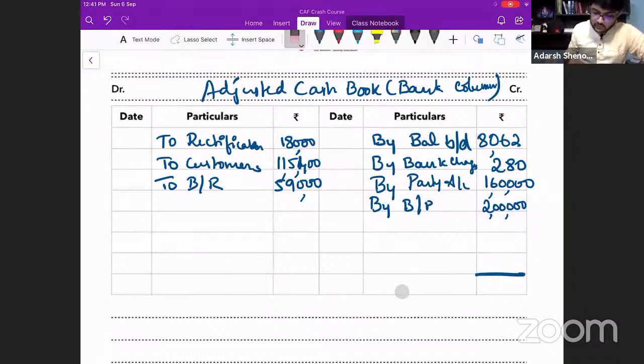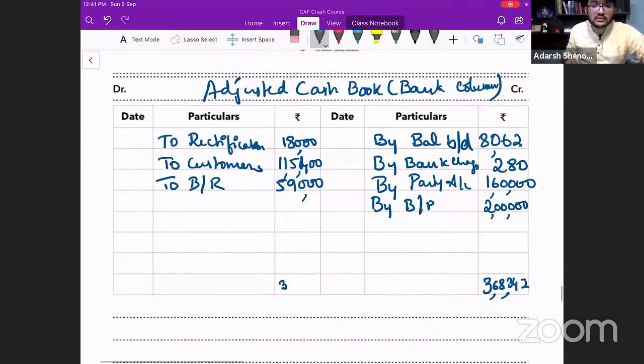Could you please tell me the adjusted cash book balance now? Can you total this up and tell me what is the adjusted cash book balance? First total. Tell me the totals. 3,68,342. Is that total or is it the balance? I think it is the total. 3,68,342. And how much is the balance? 175. Debit balance or credit balance? Credit balance. That means I'll write it on the debit side. 179, 175, 942.